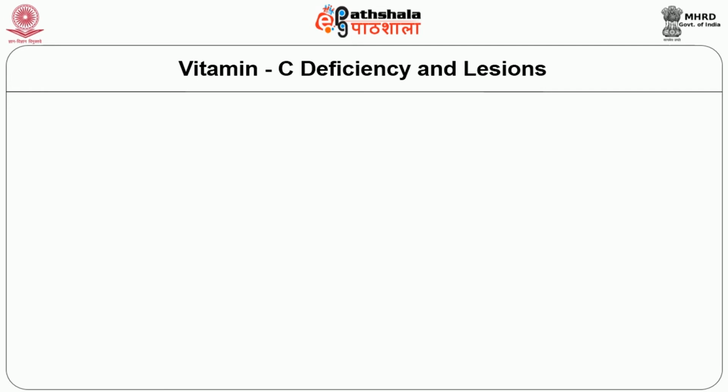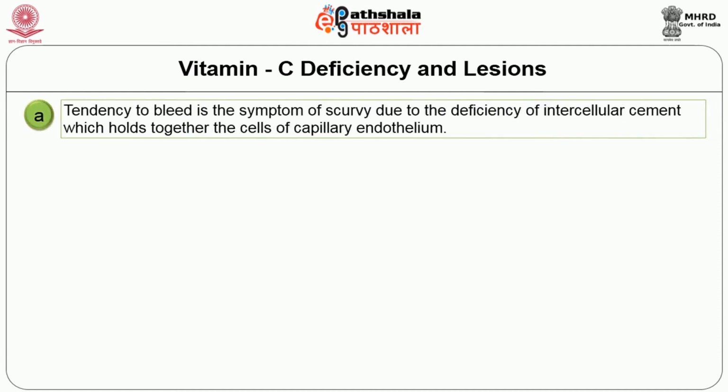Now, let us see what are the clinical manifestations of vitamin C deficiency. The lesions and clinical manifestations of scurvy are more commonly present at two peak ages, in early childhood and the very aged. In early childhood, the tendency to bleed is the symptom of scurvy due to the deficiency of intercellular cement, which holds together the cells of the capillary endothelium. There may be hemorrhages in the skin, mucous membranes, gums, muscles, joints and underneath the periosteum.